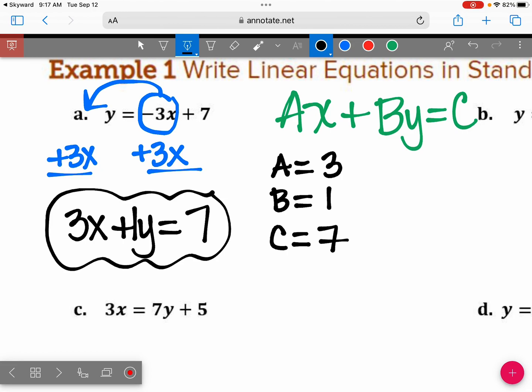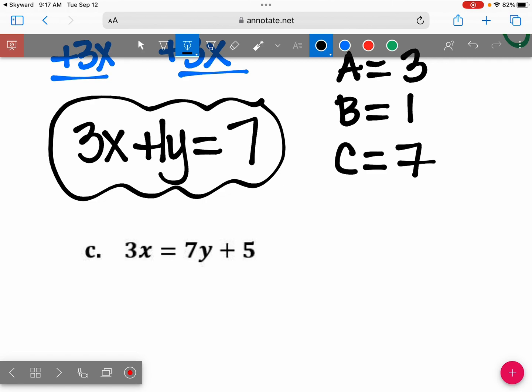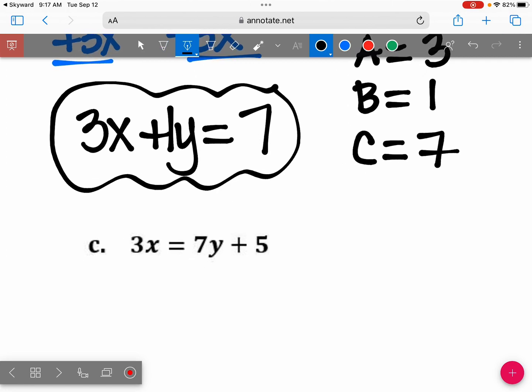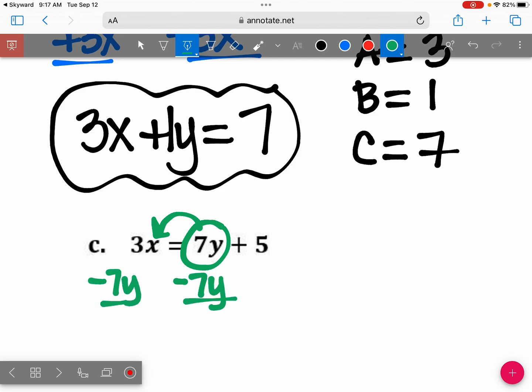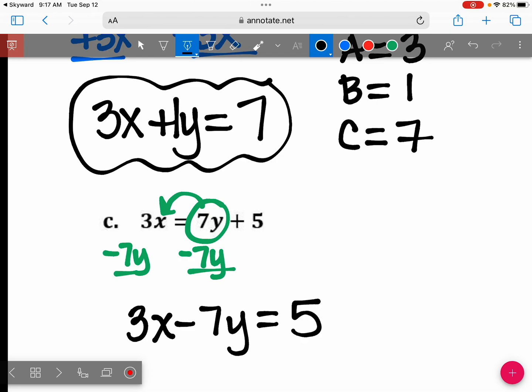All right, I'm going to do these out of order. Let's look at C, because C is also pretty easy, so let's do that one. All we have to do is move this 7y over. When I move it, I subtract it. So I get 3x minus 7y equals 5.